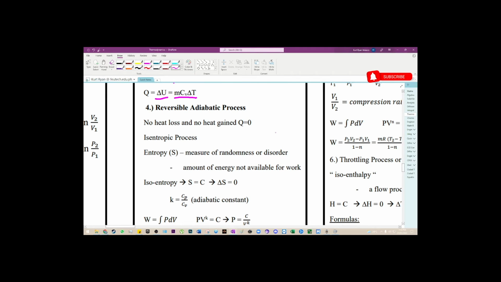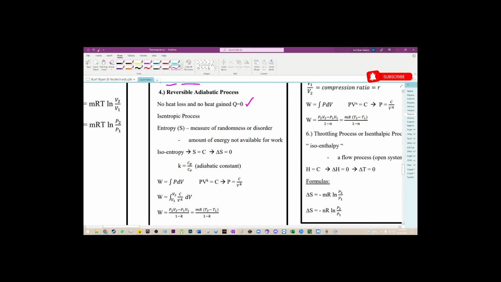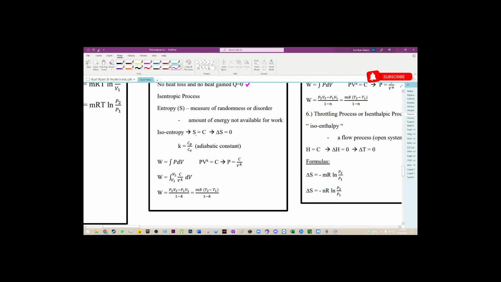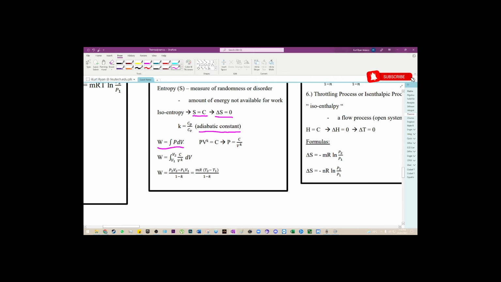Now, reversible adiabatic process. In this case, there is no heat loss or no heat gain. Therefore, Q is equal to 0. Then the isentropic process. What is entropy? Entropy is the measure of randomness or disorder, right? And the amount of energy not available for work. So isentropic means that S, the entropy, is constant. Therefore, there is no change in entropy. We also have the adiabatic constant k, which is just Cp over Cv. I already discussed the formula earlier also. The general formula is this one, and then you'll have something like this, and you'll eventually arrive at a formula something like this.